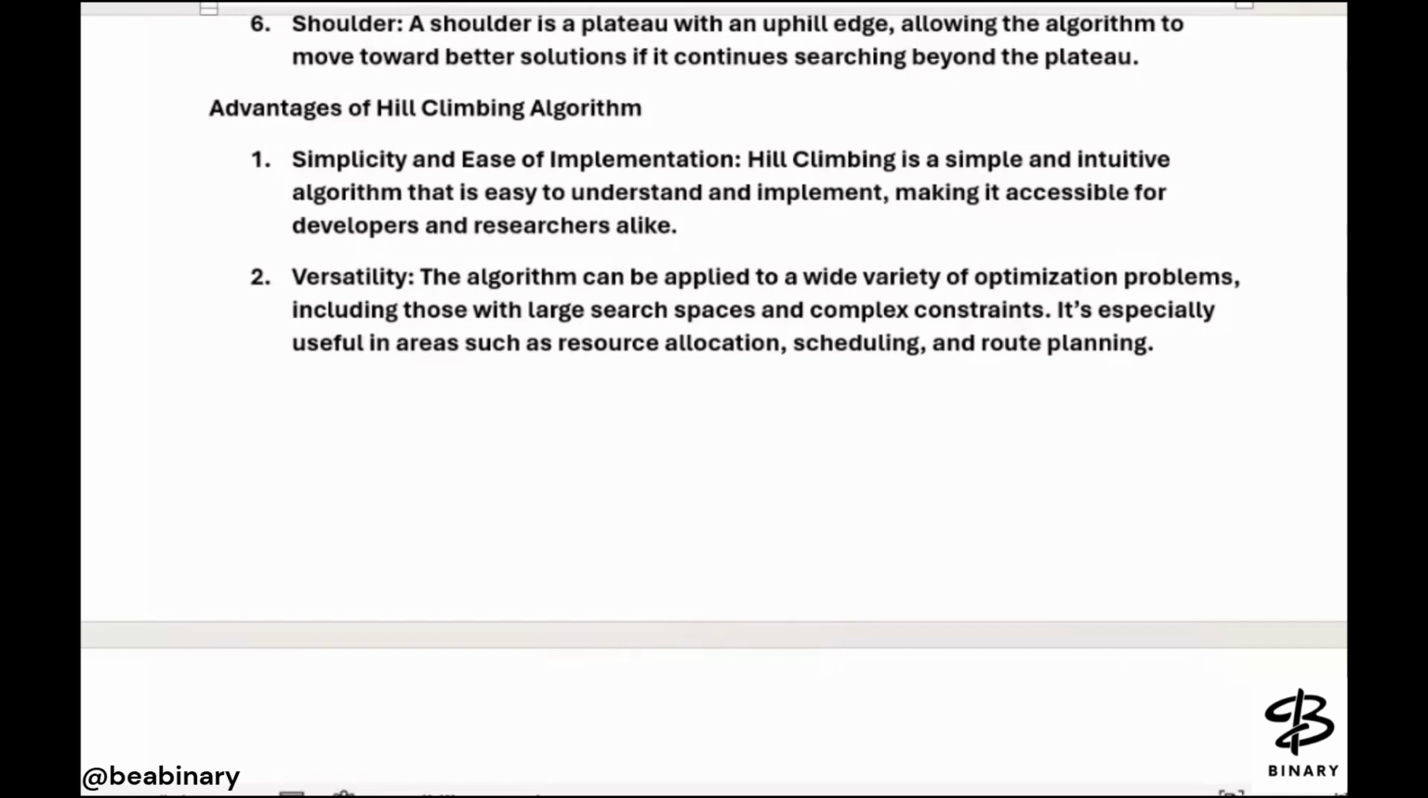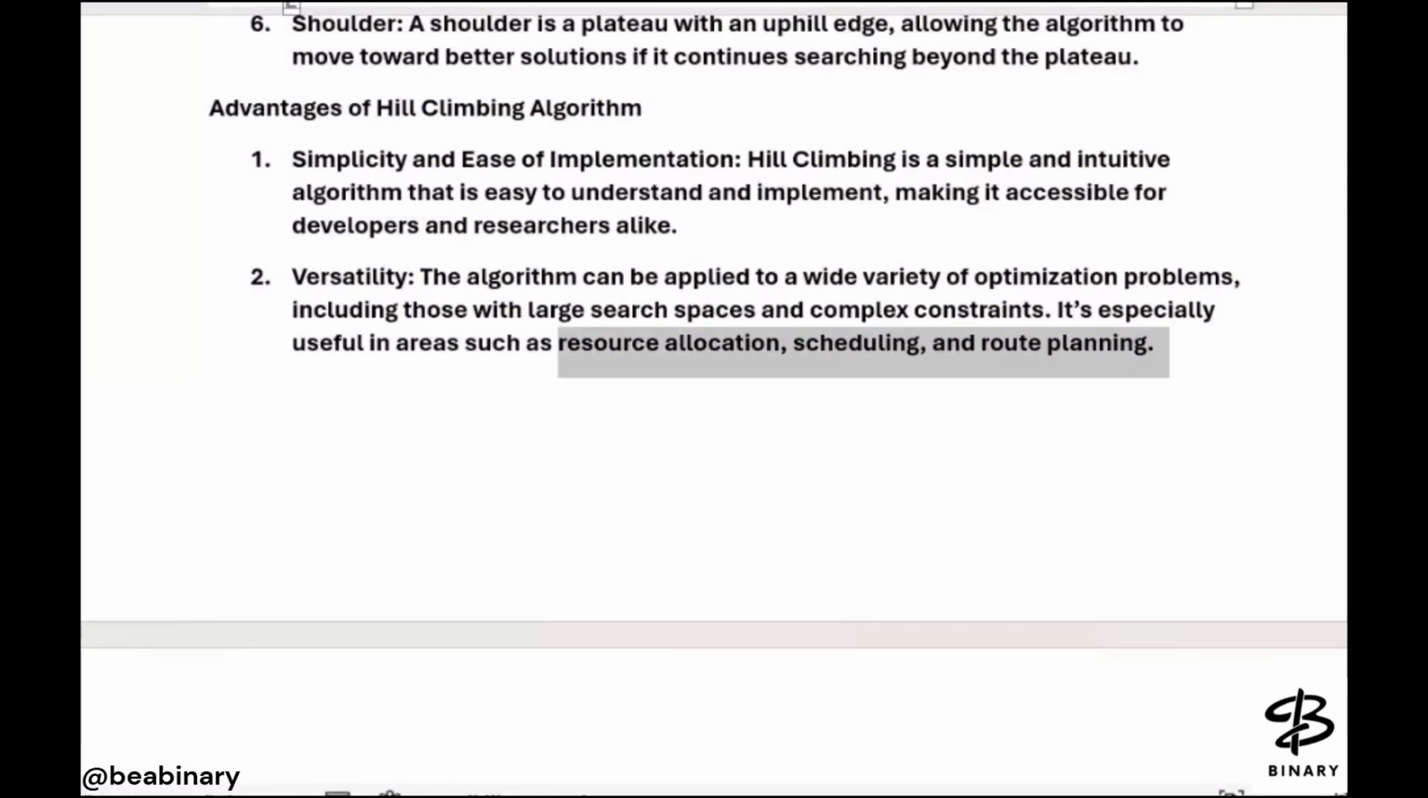So what is versatility? It is having adaptation properties to many different functions or activities. So versatility is here: the algorithm can be applied to a wide variety of optimization problems, including those with large search spaces with complex conditions, and it is especially useful in areas like resource allocation, scheduling, and route planning.